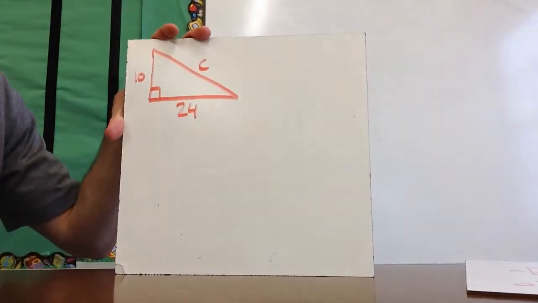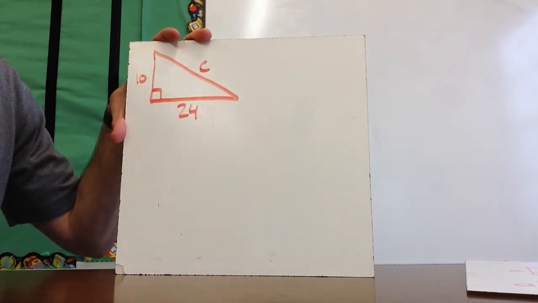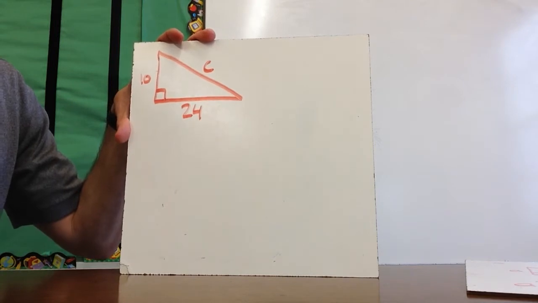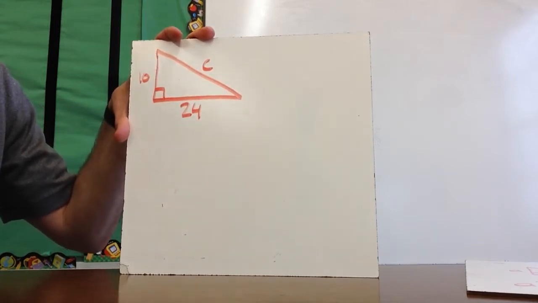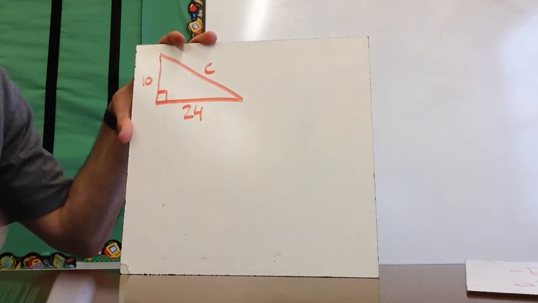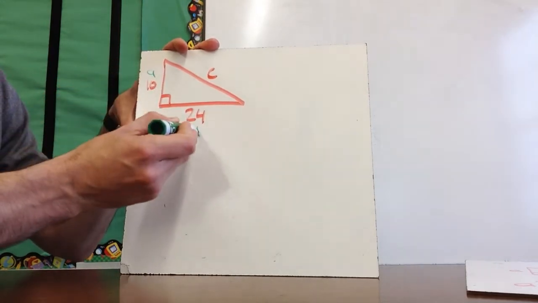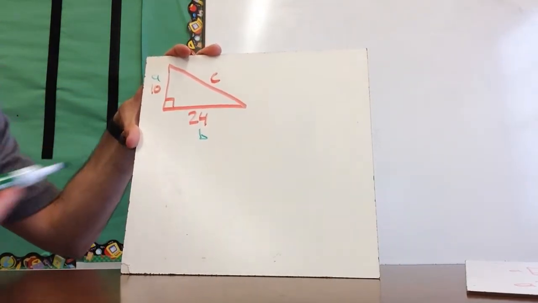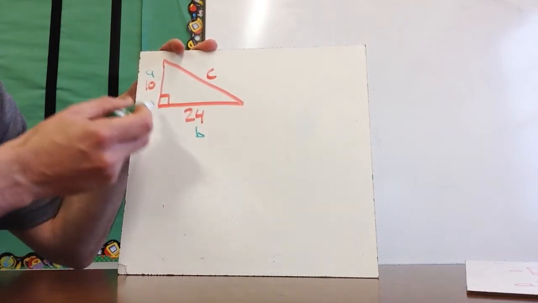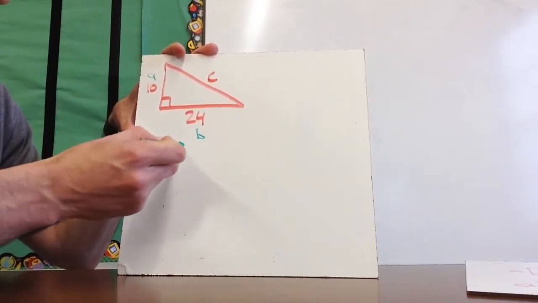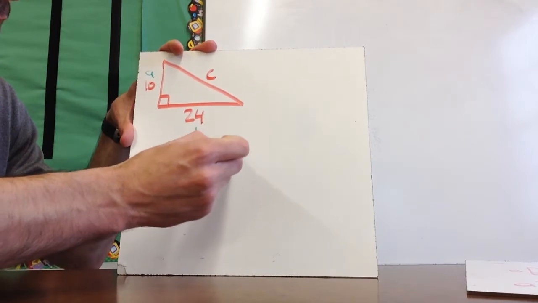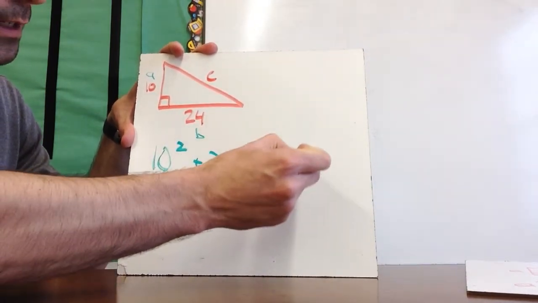Using that theorem, let's take a look at something like this. What we're going to end up doing is identifying what is A and what is B, and then obviously what we are trying to do is find C. The typical way that people do this is calling this one A and this one B, though again it wouldn't necessarily matter, because of the commutative property. If we call 10 A, we're going to say that 10 squared plus 24 squared equals C squared.